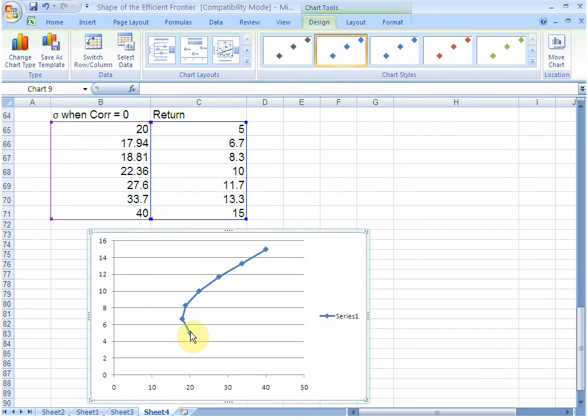The more negative the correlation coefficient gets, the more this line is going to move towards the left and become more and more concave. And just in case the correlation coefficient was -1, or perfectly negative, this line would become like this and hit the vertical axis here, and then go on and meet this point at this place. So the lesson that we learn here is that the shape of the efficient frontier in reality is concave.